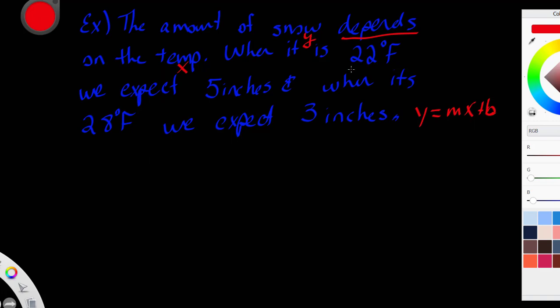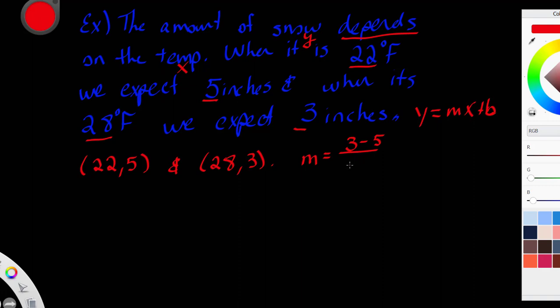So we actually have 2 points here. We have the points (22, 5) and (28, 3). So now that we have 2 points, we're going to handle this just like we did the other one. So we're going to find the slope, which is going to be 3 minus 5 divided by 28 minus 22, which is going to give us a slope of negative 1/3.